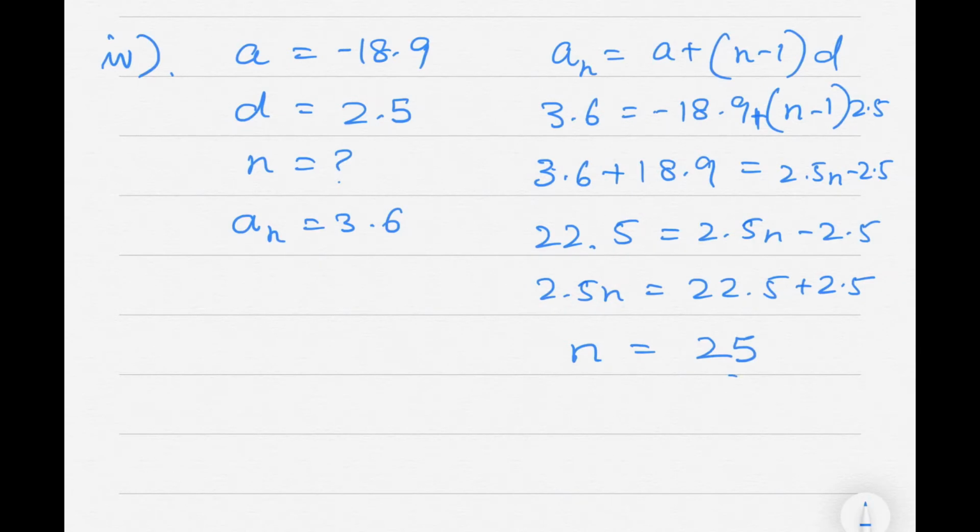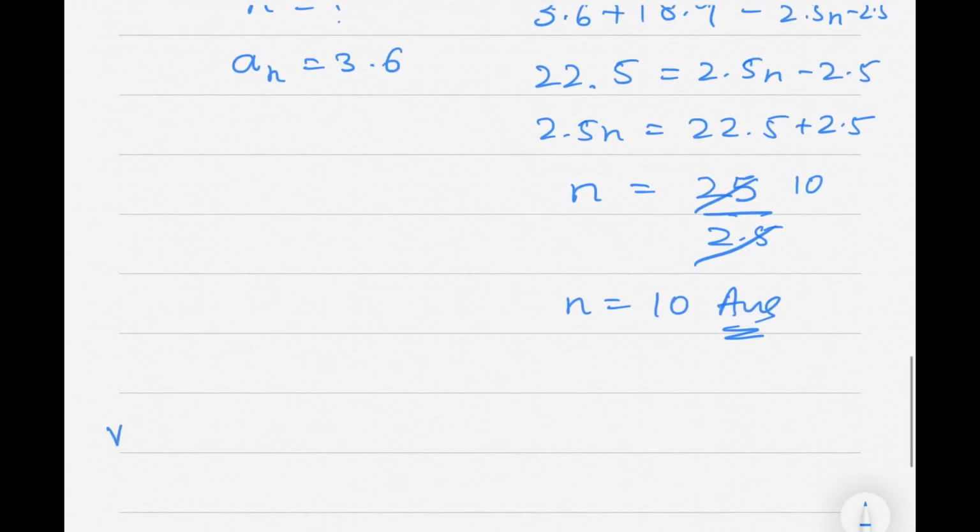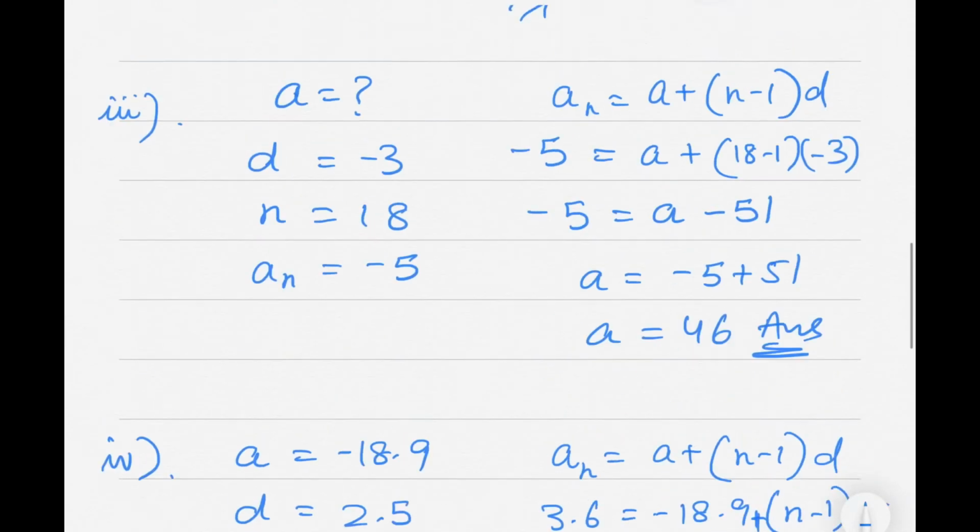Okay, divided by 2.5, so this gets divided by 10, so my n is equal to 10. That's my answer. Okay, let's move to the fifth part now. So that's the last part of this question.